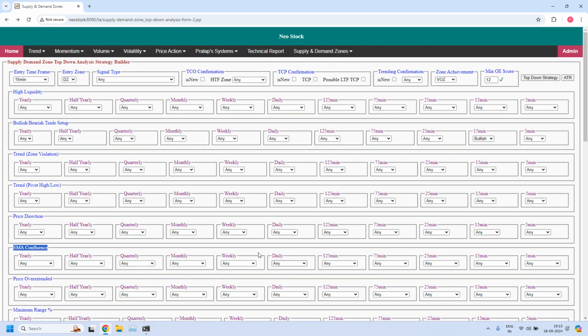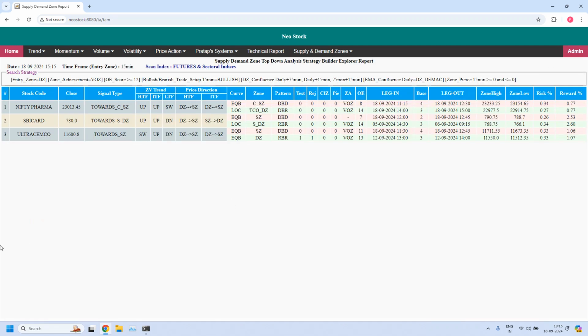So in the EMA confluence, daily time frame, daily demand zone with daily EMA confluence, I am enabling the filter. All the 3 are having it, but the third one is sideways. It doesn't add any extra advantage, but SBI Card and NIFTY Pharma both are having EMA confluence with the trend as uptrend. Daily trend is uptrend, daily EMA confluence is there, and inside the daily EMA zones, the 15 minute and the 75 minute zones together are available. That means LTF, ITF, HTF confluence. And also they are supporting bullish trade setup for daily income trade.